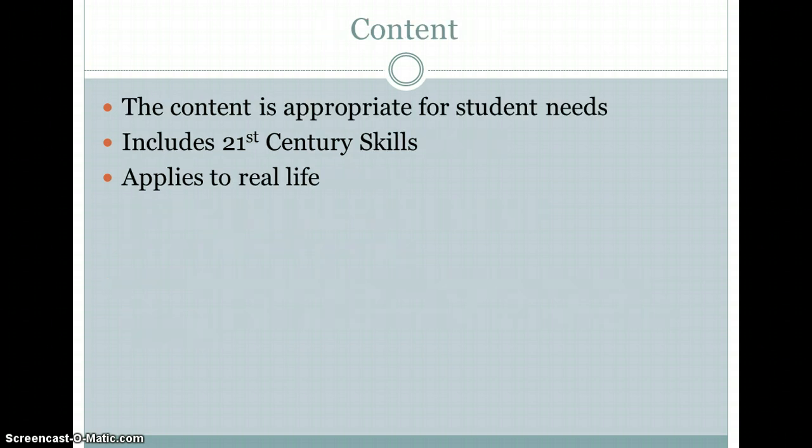Next is content. The content is appropriate for student needs because it's correlated with Pennsylvania standards and also builds on what they already know. It includes 21st century skills, and the great part about this curriculum is that it shows the 21st century applied skills and offers the resources that were used for each skill taught.